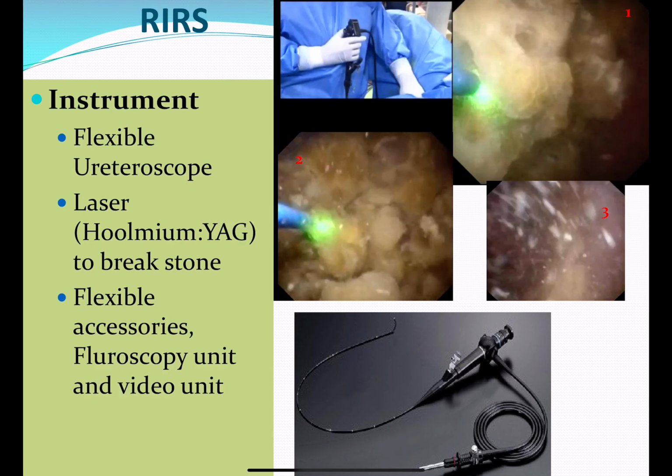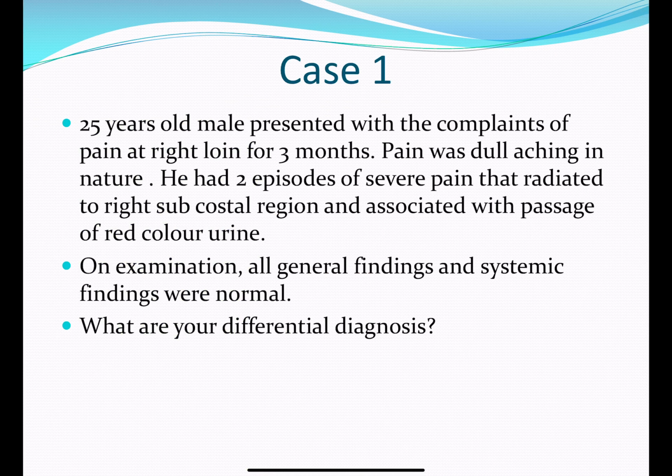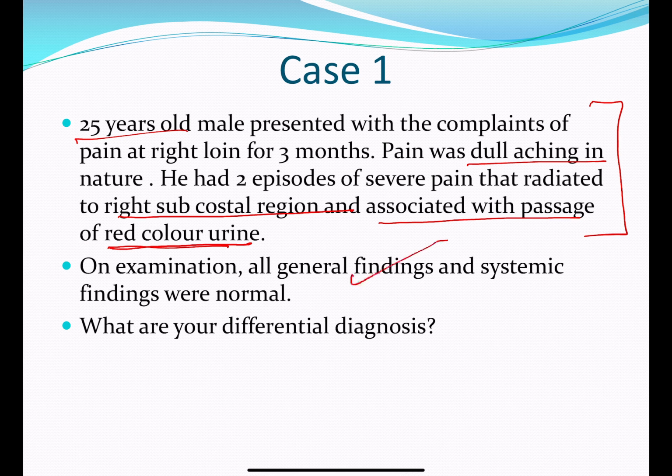So let us discuss one case. A 25 year old male presented with the complaint of pain at the right loin for 3 months. Pain was dull, aching in nature, sometimes severe pain radiating to the anterior abdomen and associated with red colored urine. So see, the young man has a dull pain coming to the anterior abdomen toward the umbilicus. Urine is red, painful. Then I have given you a classical picture of painful hematuria, and other findings were normal.